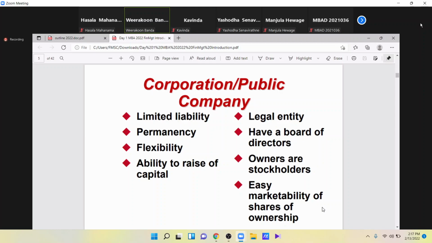Then another feature is that we consider the public company a legal entity. We consider that company a legal person. So if you want to file a case against the company, you have to make that complaint against the company's name. It has a board of directors. The governing mechanism is carried out by directors selected from the main shareholding, the board of directors. Then the owners are stockholders.